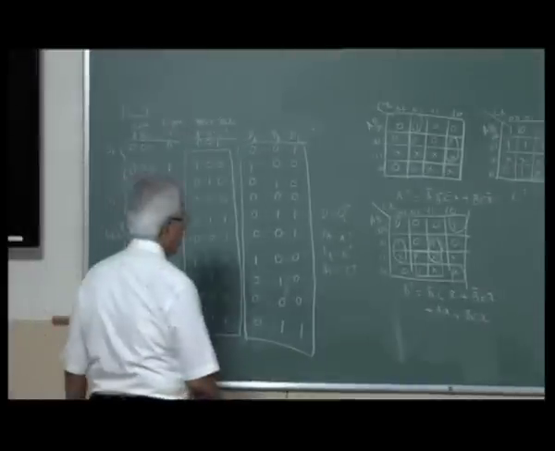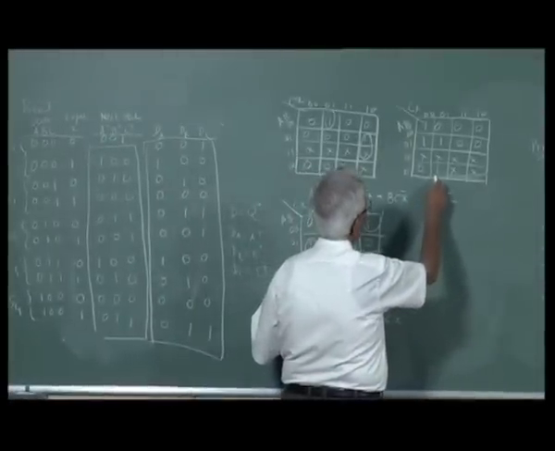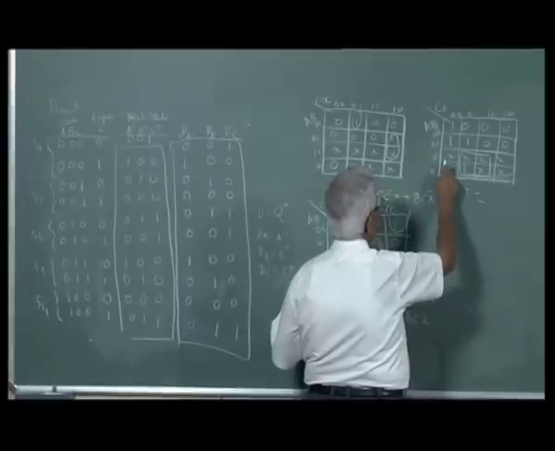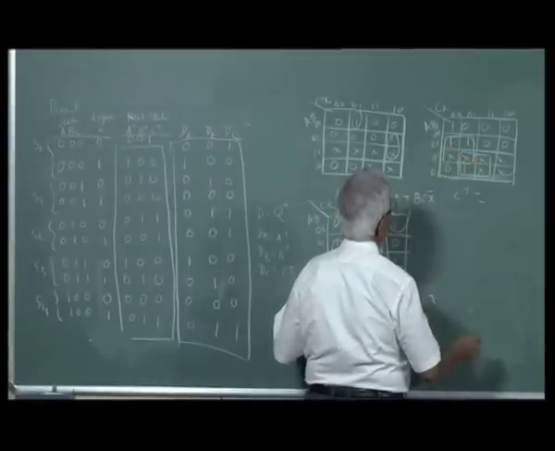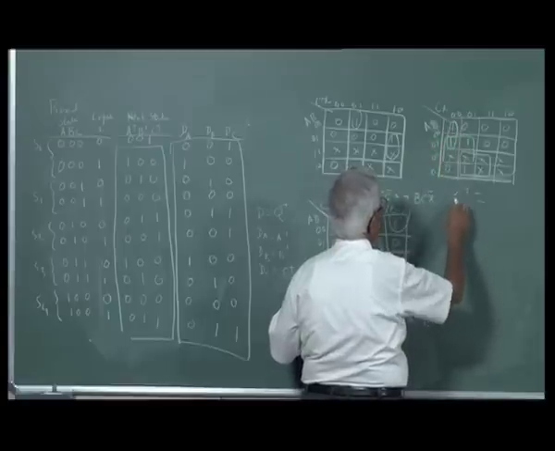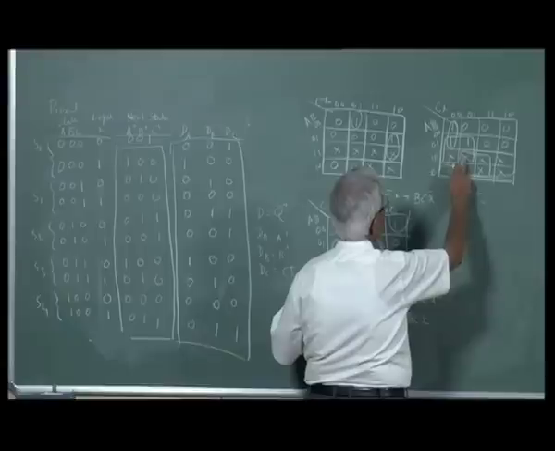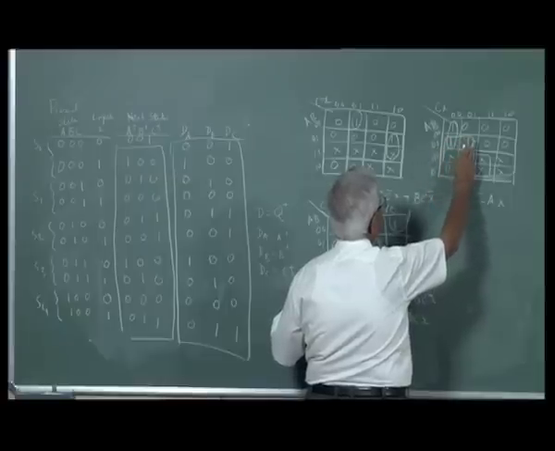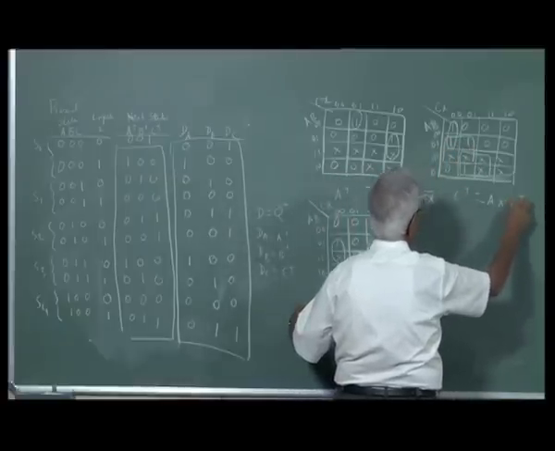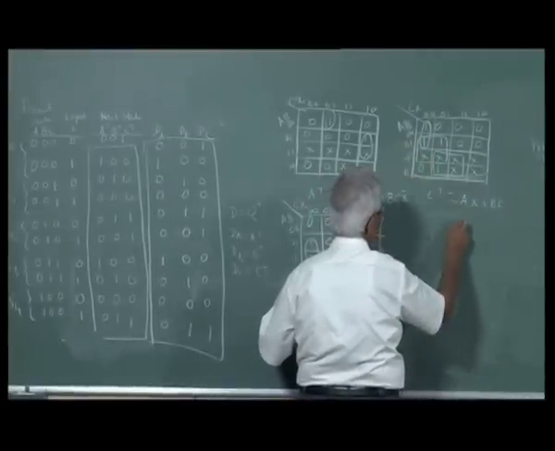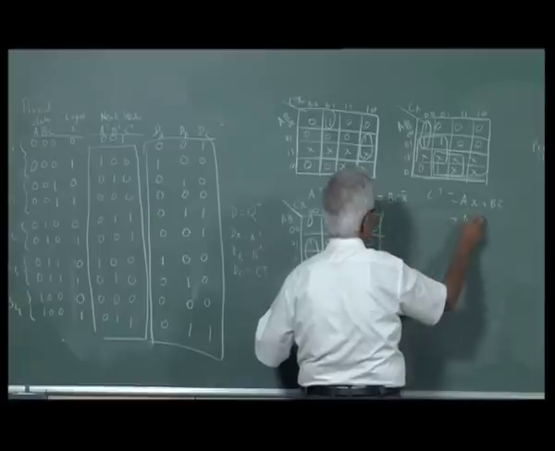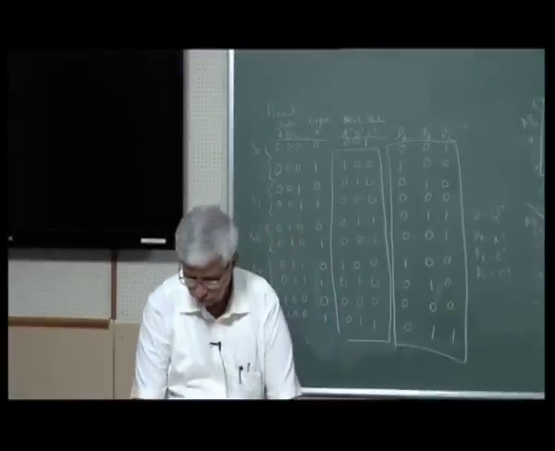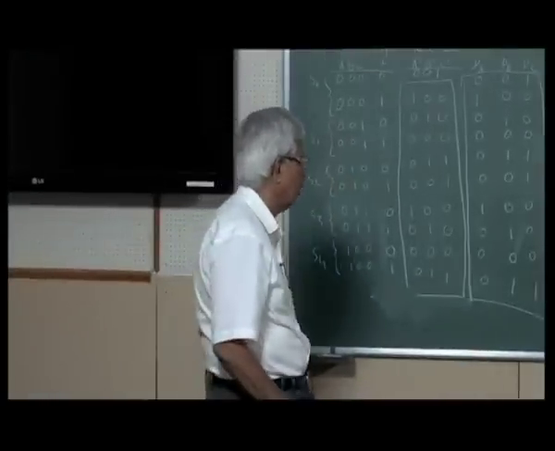Then C plus would be these four, these four, these two. These four would be A X, these four would be B C bar, these two will be A bar C bar X bar. That's all. We have all the three equations.